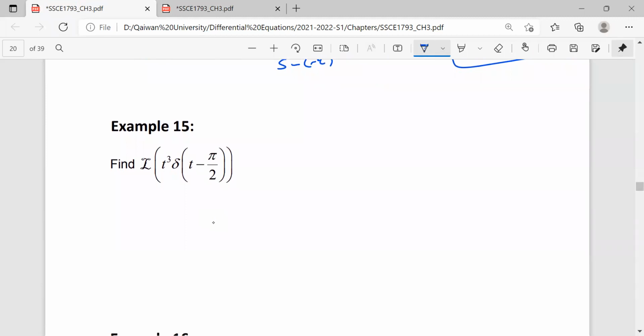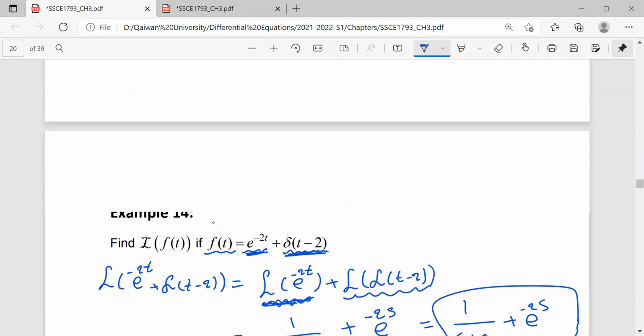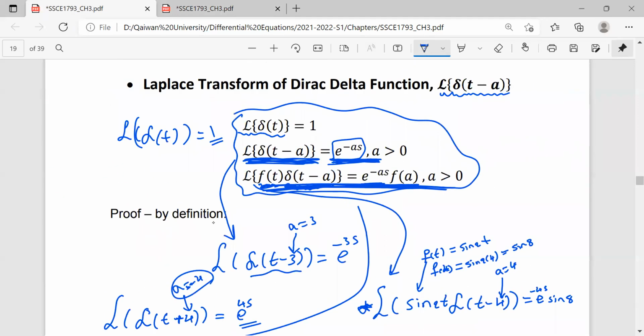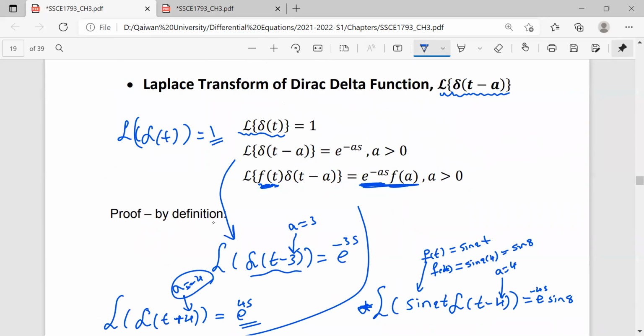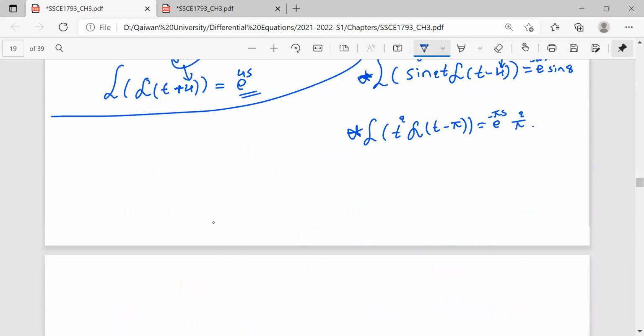Here we have the Laplace transform of t cubed times the Dirac delta of t minus pi over 2. We have f of t multiplied by a Dirac delta function, so you apply the third rule. The Laplace transform of a function multiplied by a Dirac delta function is e to the power minus as times f of a. We should first identify f of t and a, and just replace a here and here. That's all.